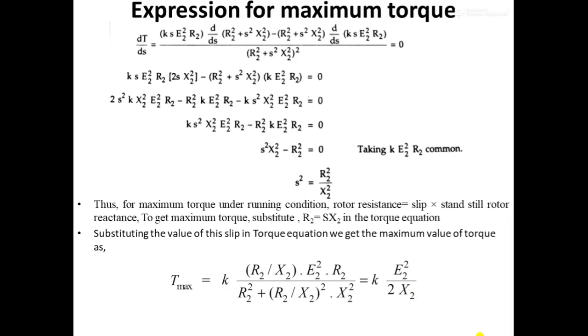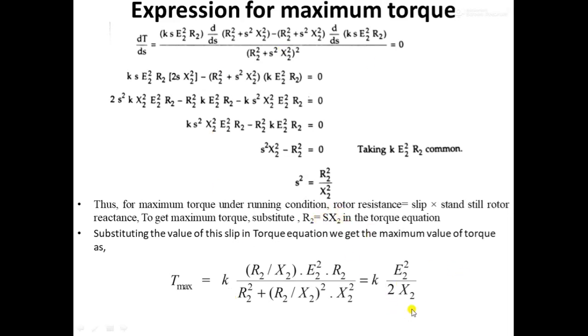This relation is obtained from the standard relation of torque, that is K E2 square R2 divided by R2 square plus S X2 square, by making the substitution of slip as R2 by X2, because when slip is equal to R2 by X2, we will be able to obtain the maximum torque. That is the condition for maximum torque. We have obtained the derivation of the same.